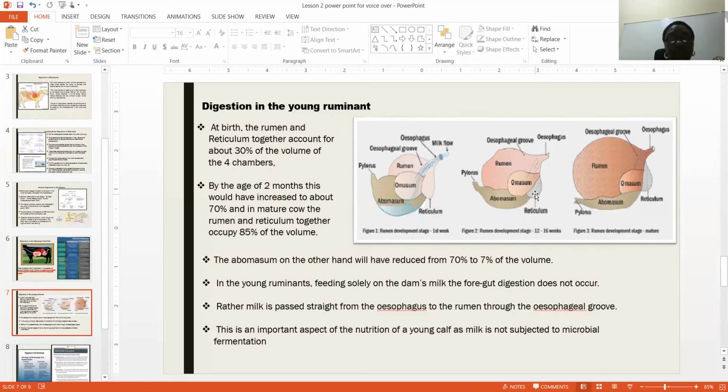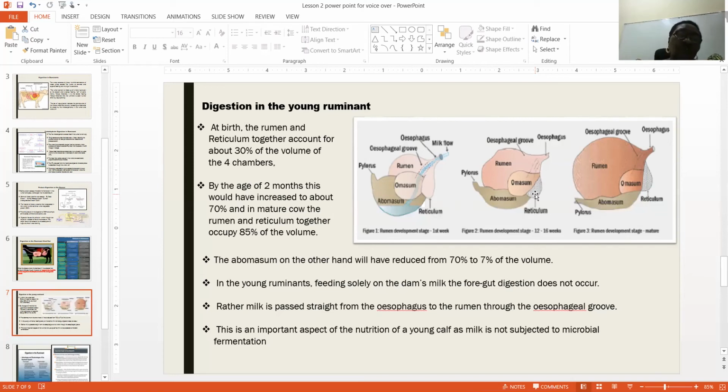In the young ruminants feeding solely on the dam's milk, the foregut digestion does not occur. Rather, milk is passed straight from the esophagus to the abomasum through the esophageal groove. The esophageal groove is actually formed as a result of the reflex action of suckling. So once the animal begins to suckle, that reflex sends a signal to the system and the esophageal groove is formed. So let's just say another small tube is formed in the stomach that channels food.